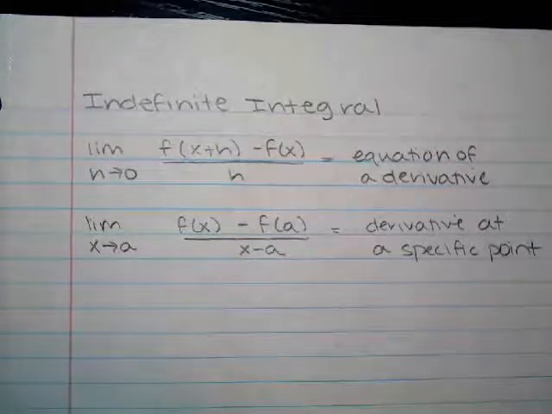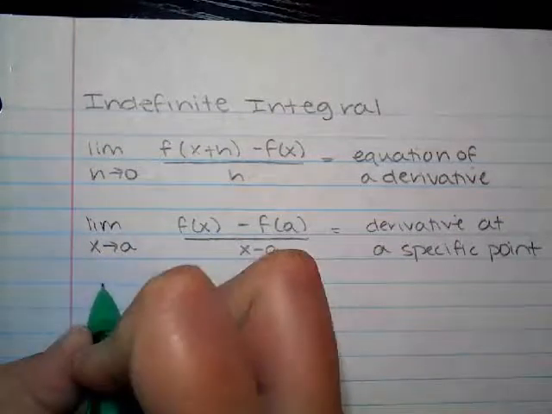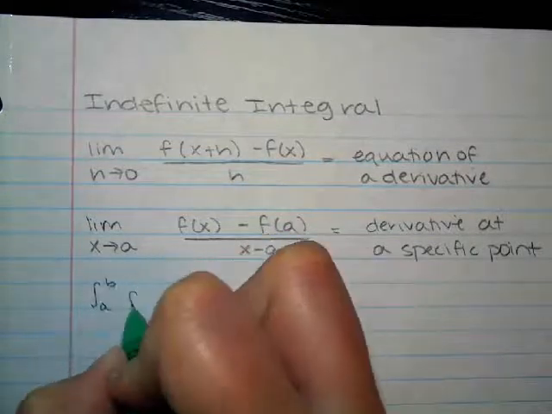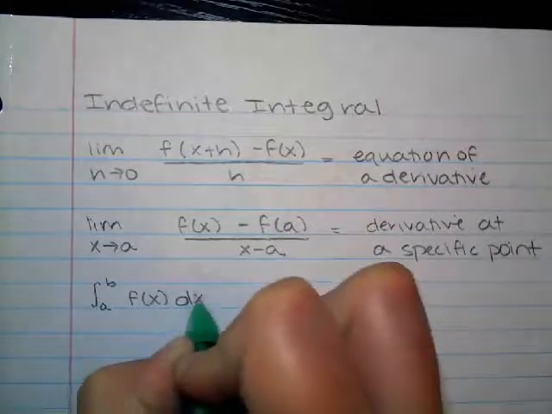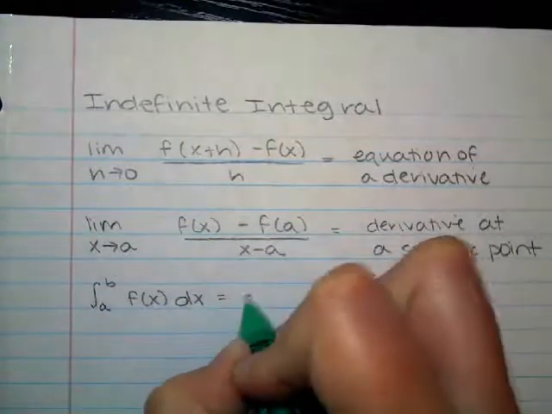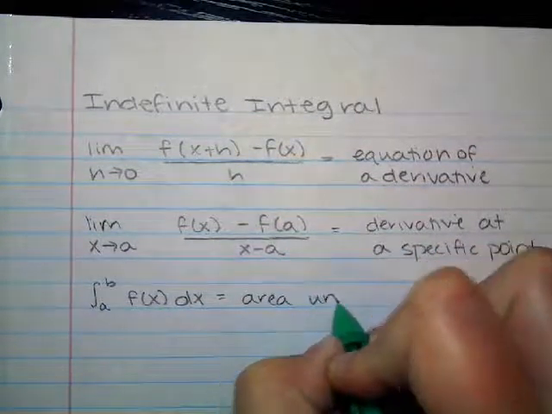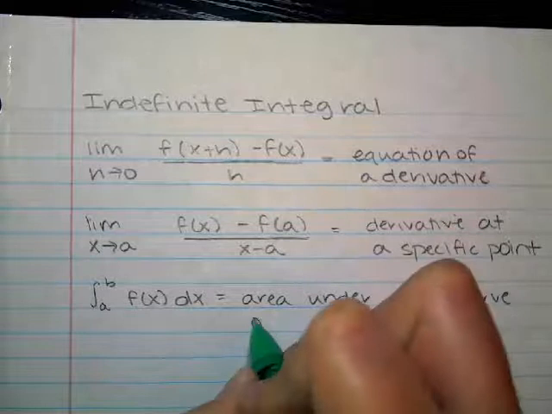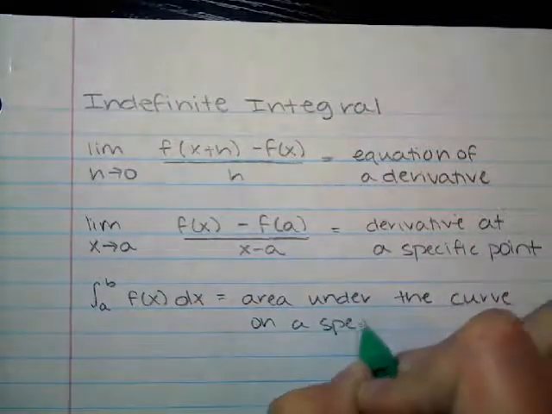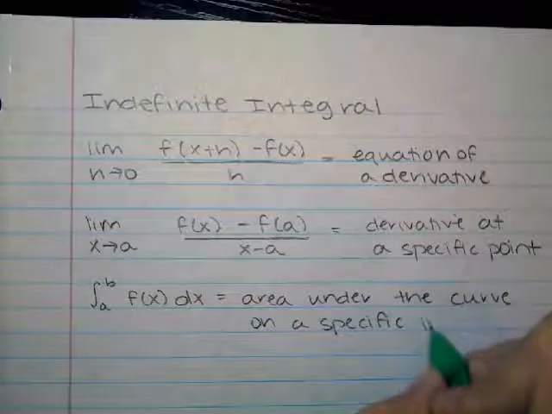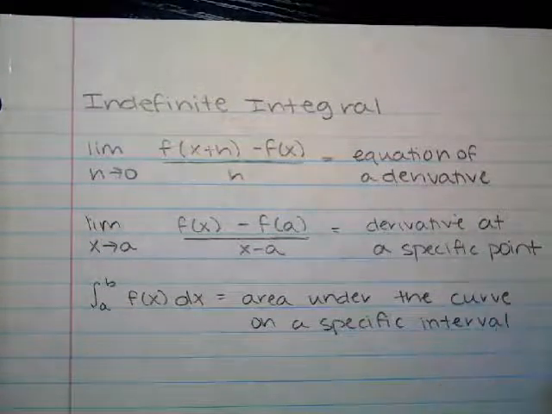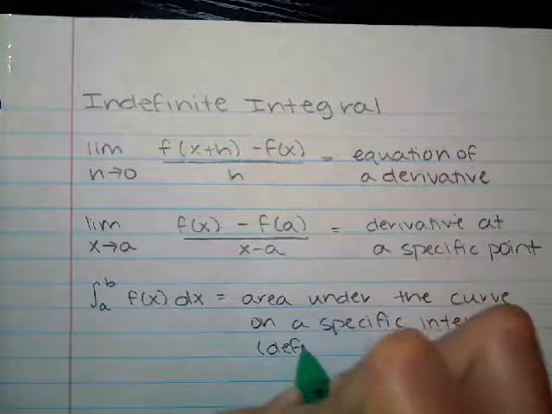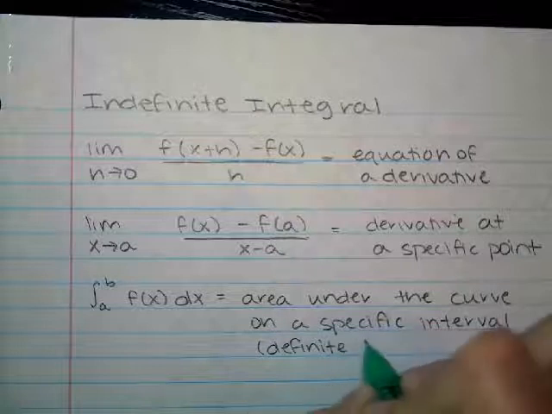So we have what are called definite integrals, and that is what we've worked with already. So those are the integrals where you see an interval from a to b of the function f of x dx. And so this is the area under the curve on a specific interval. And this we call a definite integral.